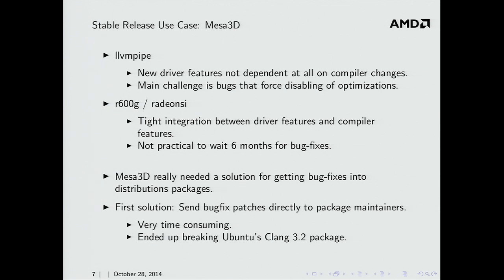So the biggest challenge with LLVM pipe is if there's a bug or something that causes us to disable an optimization pass, or maybe we have to make some other workaround in our code, maybe with how we generate LLVM. These are the sorts of issues we run into with LLVM pipe mostly. So the main thing that LLVM pipe needs is just a way to, if we find a bug, contribute it and have a stable release that's being distributed by different Linux distributions.